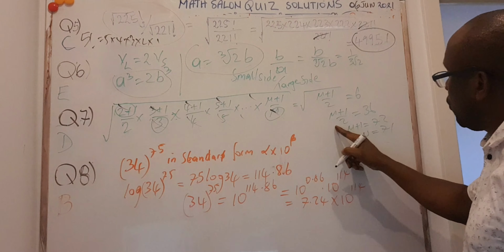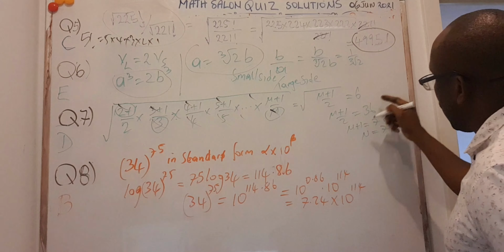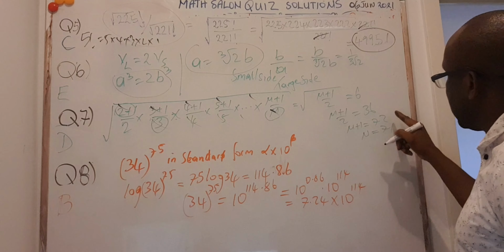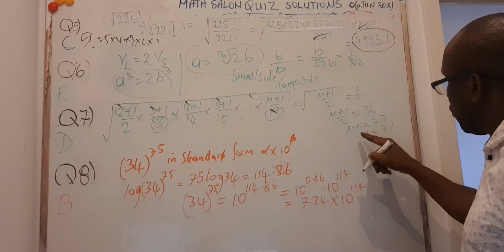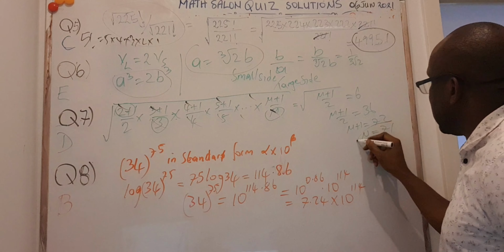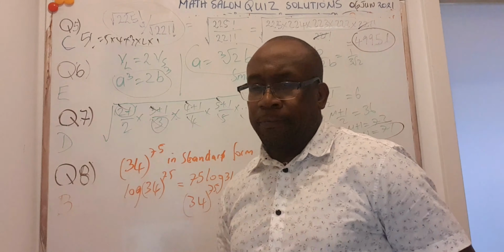So (mu plus 1)/2 is equal to 36. I can cross multiply, then 2 times 36 is 72. Mu plus 1 is 72, so mu is 72 minus 1, and that's 71. And the answer was D there.